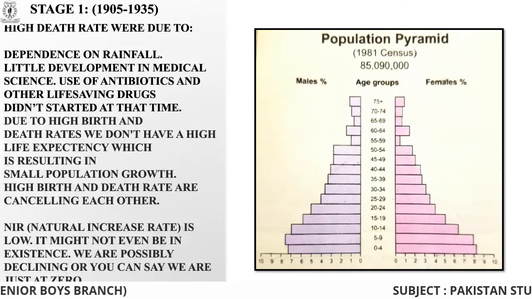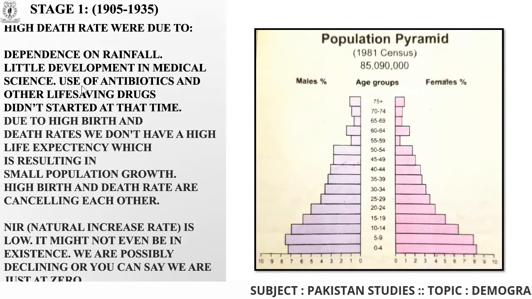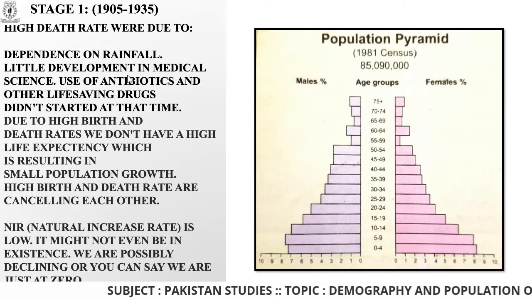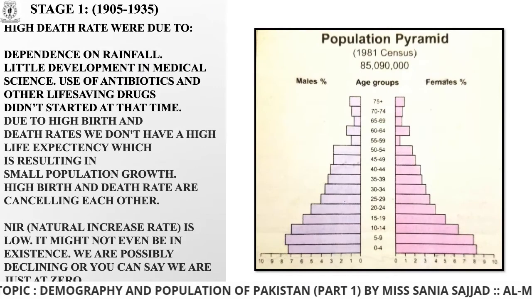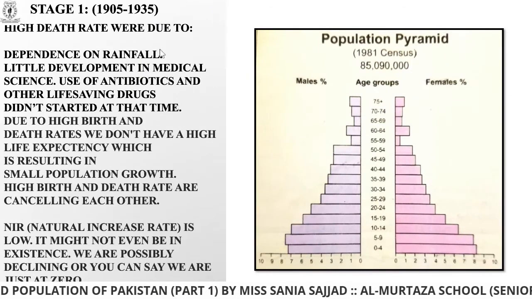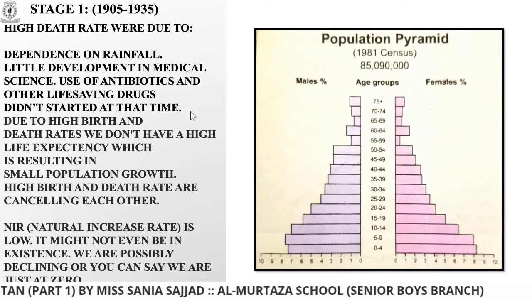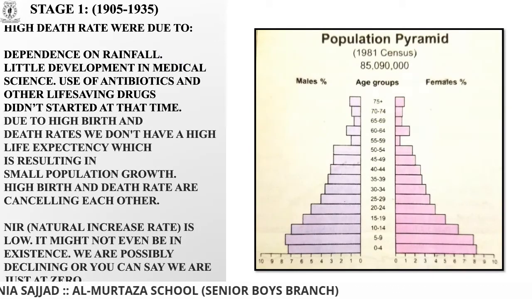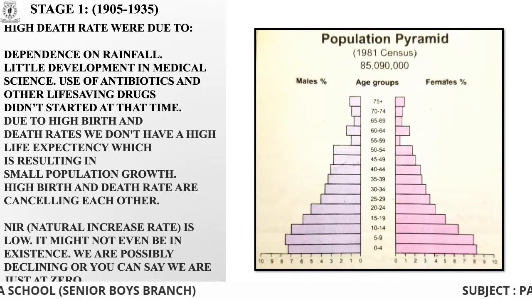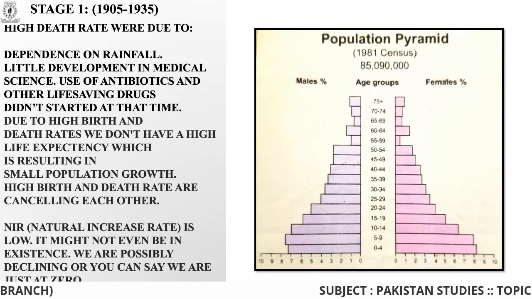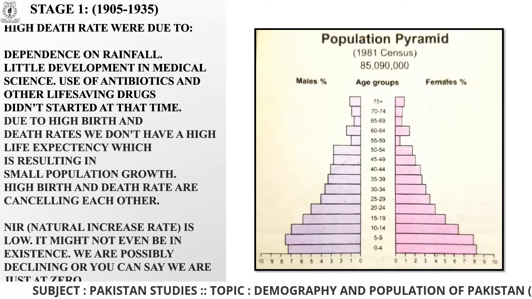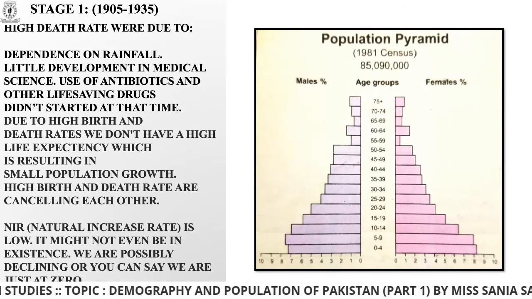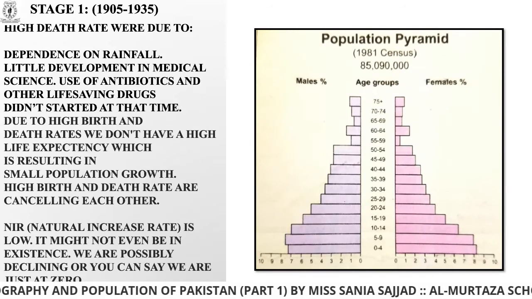Then the high death rate was due to other factors as well, depending on rainfall, because obviously they were dependent on agriculture. They were waiting for the rainfall. If rainfall was there, then automatically it could save their condition. When I'm talking about agriculture, it takes around 6 months to grow the fields and to feed your families and the other people living in the country. Little development in medical sciences, use of antibiotics and other life-saving drugs didn't start at that time.